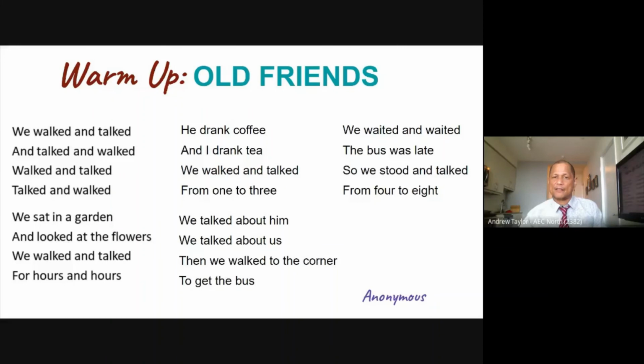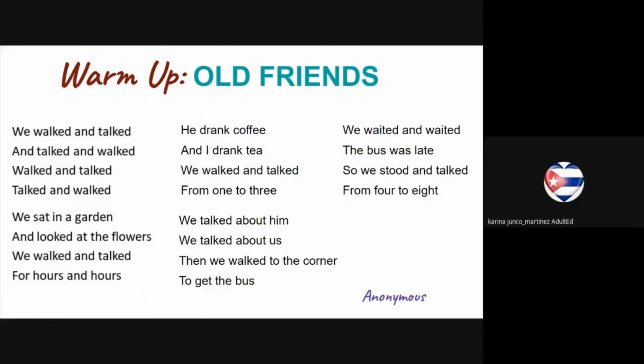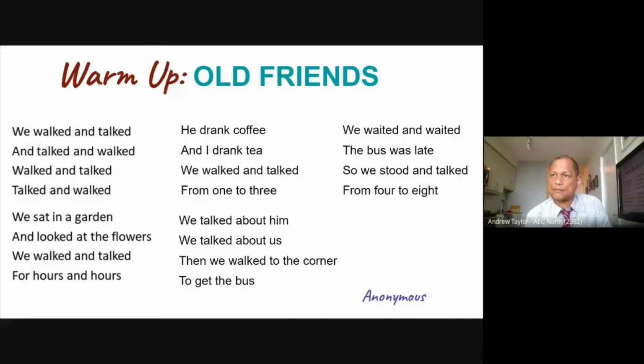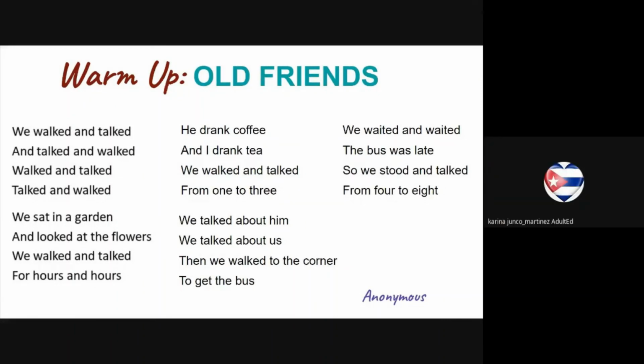We walked and talked and talked and walked, walked and talked, talked and walked. We sat in a garden and looked at the flowers. We walked and talked for hours and hours. He drank coffee and I drank tea. We walked and talked from 1 to 3. We talked about him. We talked about us. Then we walked to the corner to get the bus. We wait and wait. The bus was late. So we stood and talked from 4 to 8.